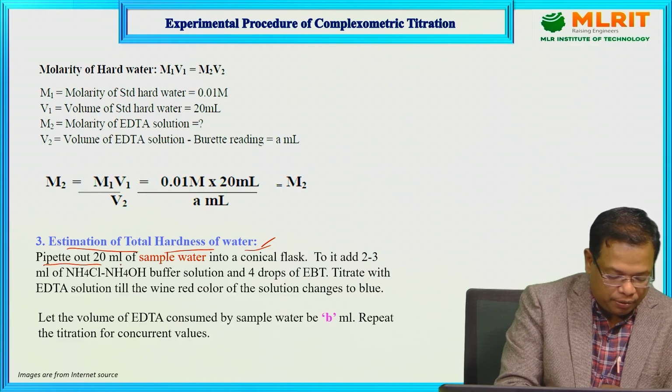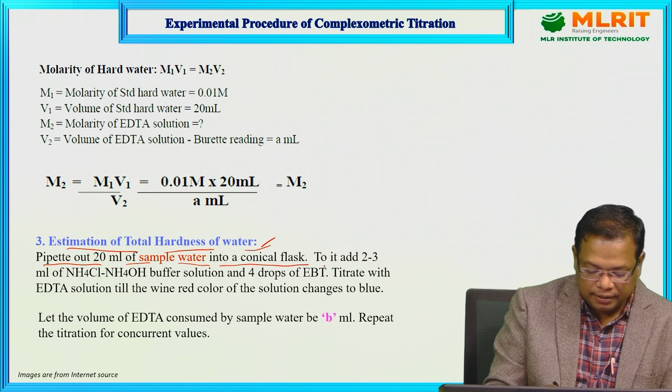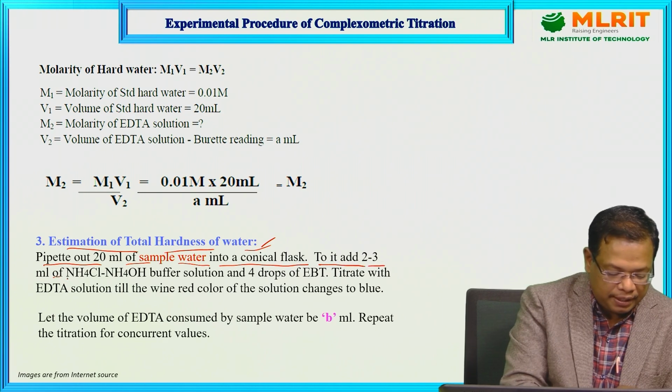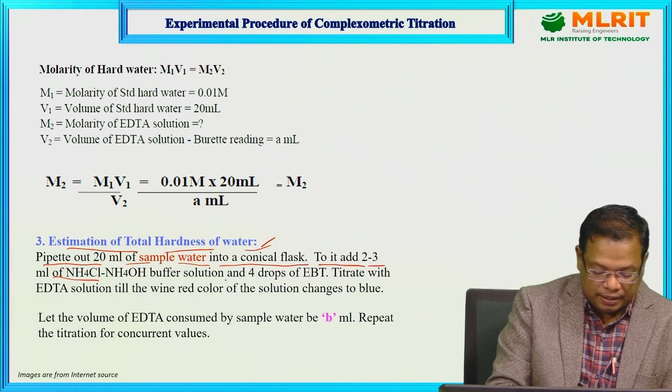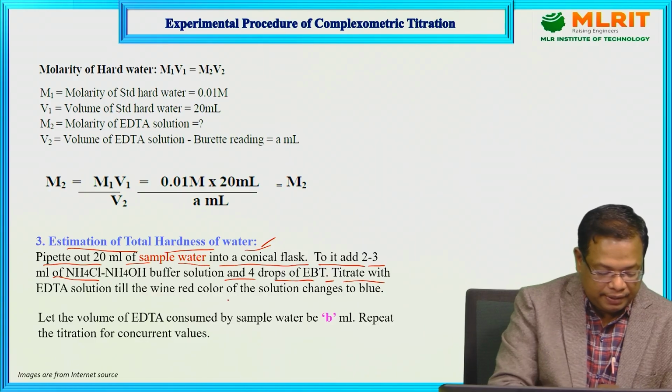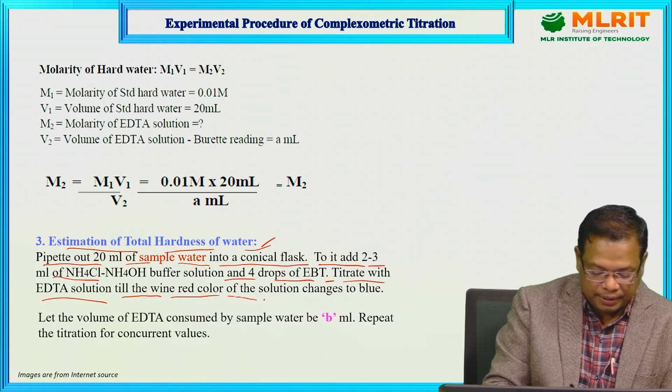Pipette out 20 ml of sample water into a conical flask. To it, add 2 to 3 drops of the ammoniacal buffer solution and 4 drops of EBT. Titrate with EDTA solution till the wine red color of the solution changes to blue color.